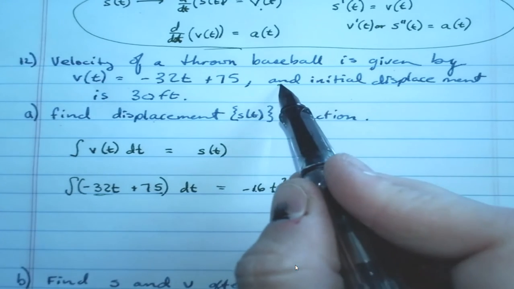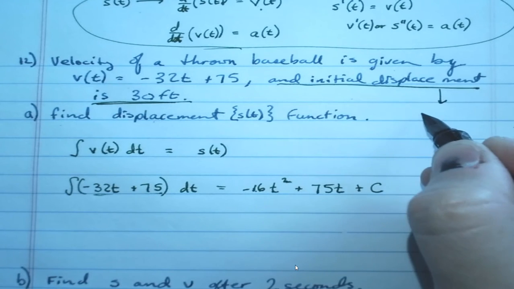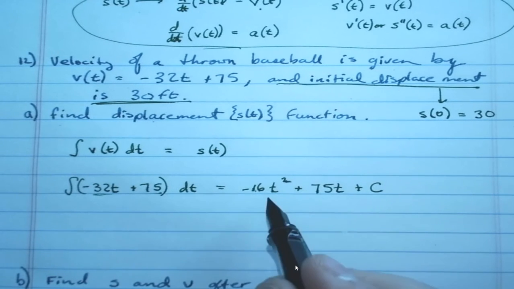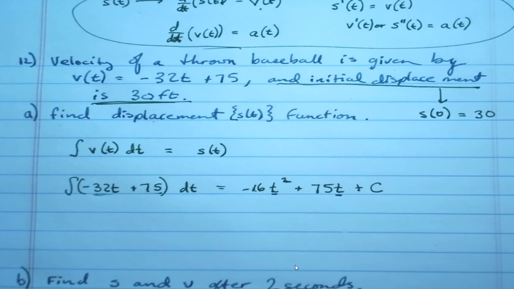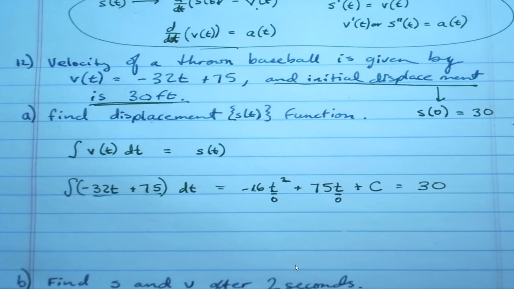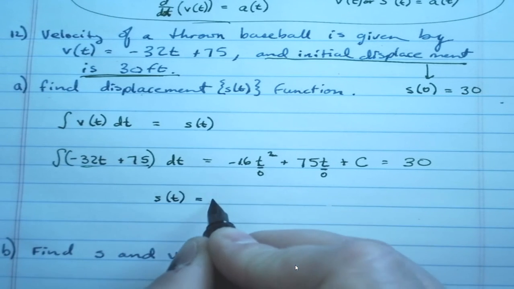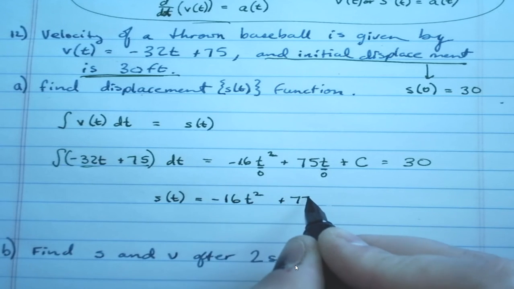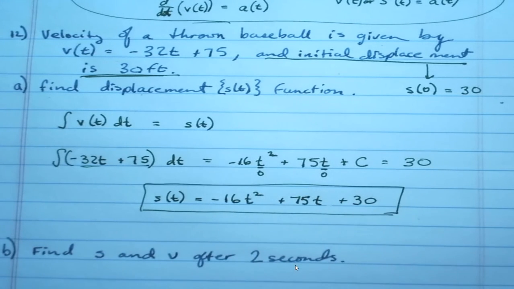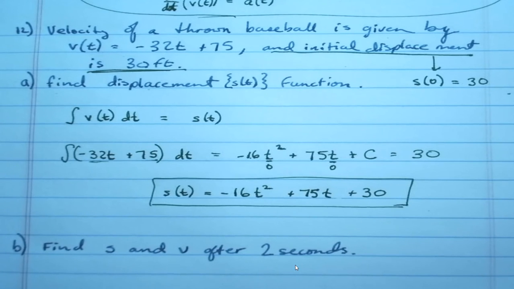We're not done, though, because they told us the initial displacement is 30 feet. What that means, I'm going to write here in green: when time is 0, the displacement is 30. So if those terms are 0, this expression has to be equal to 30. So that very obviously makes C 30. So S of t, our displacement equation, is negative 16t squared plus 75t plus 30. That's how we find displacement given velocity. Very similar to the derivative applications we did earlier in the semester.